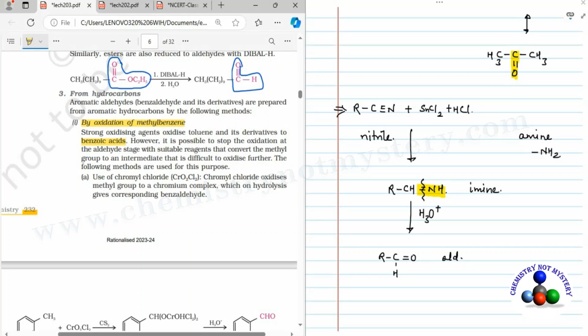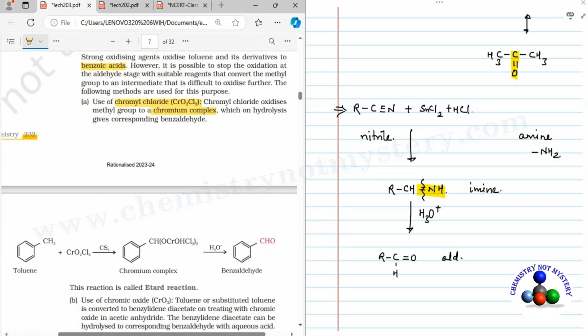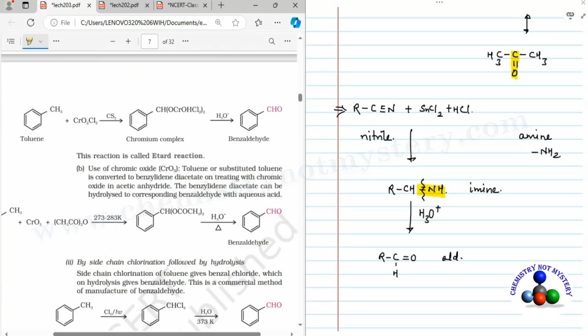First method is the use of chromyl chloride. The chromyl chloride oxidizes the methyl group to a chromium complex, which on hydrolysis gives the corresponding benzaldehyde. So here this is toluene. When it reacts with chromyl chloride, and here this is CS2, carbon disulfide, a non-polar solvent, it makes a complex with the methyl group and forms the chromium complex. Here this is the chromium complex.